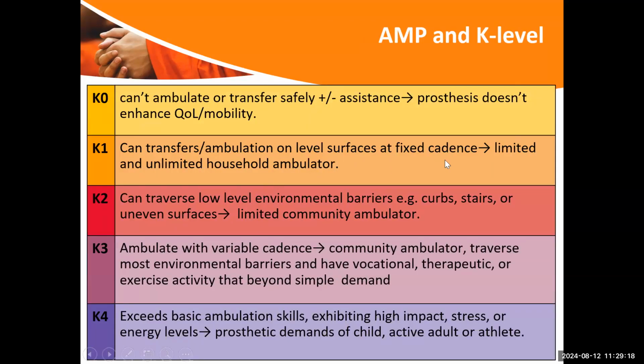K1 means limited household ambulator. K0 actually means not functional. Even if you give a prosthesis to them, they are not able to do any walking or even standing. K3 means some barriers, but they can do exercise activities beyond simple demands. I had a patient before who was K3, and he was a lighting technician on film sets, which means he needs to carry heavy things, squat down and then set the lamps. That patient was K3, and he could use the prosthesis and function quite well. He could even go back to his work.